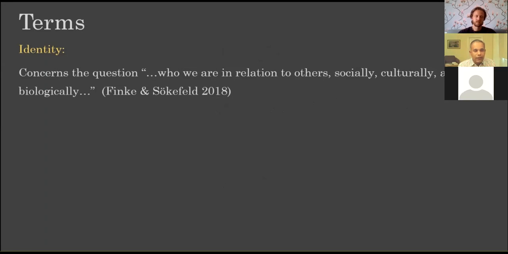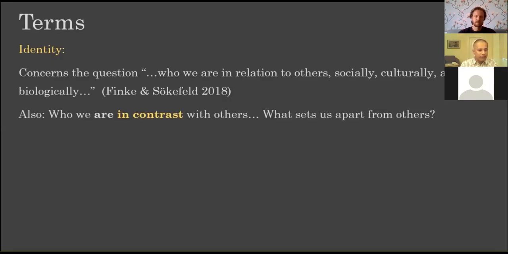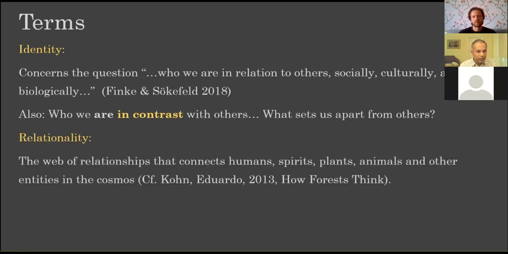So I'd like to define three terms here. First of all, identity. Anthropologically speaking, there's a lot of debate about this term, but I would like to take this very simple definition. Identity is who we are in relation to others, socially, culturally, and biologically. And as a linguist, I can't help thinking in terms of contrast. I would like to also highlight this aspect, who we are in contrast with others. What is unique about us and what sets us apart from others? This is the question of identity. Relationality is the web of relationships that connects humans, spirits, plants, animals, and other entities in the cosmos.